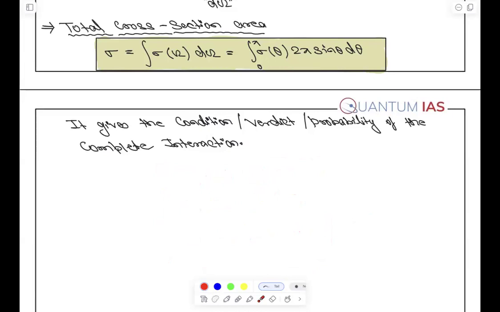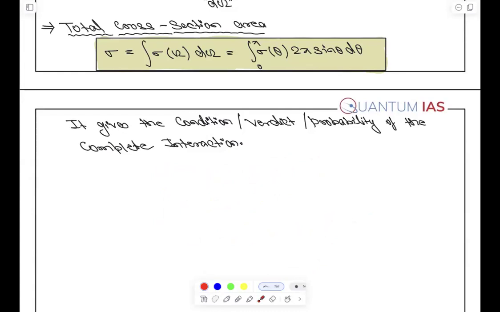The total cross section area is a mathematical parameter. Mathematically, if it is a high quantity, then we can say that the probability of this interaction is higher, or it is a more feasible interaction. That means it will have more information about that system. Clear hai? Everyone? It is about the complete interaction.